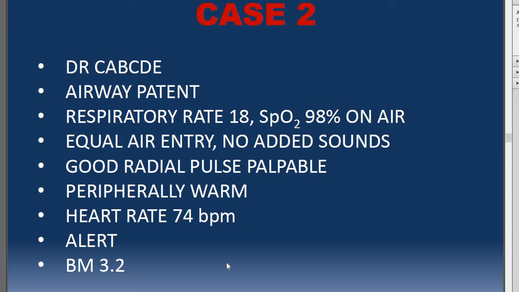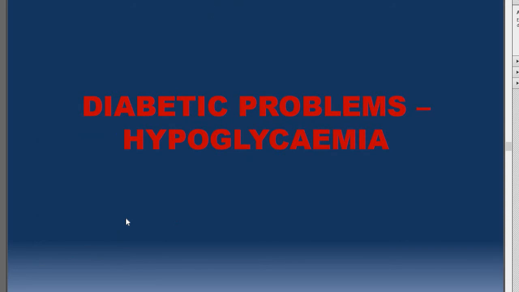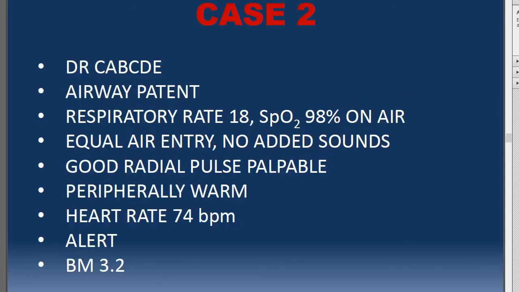What was the number? It's a bit low, that. It is. It's below 4. Very low. So four is the number that we're going to be pretty unhappy with, and that's beneath that. So now we come on to the topic of hypoglycemia.